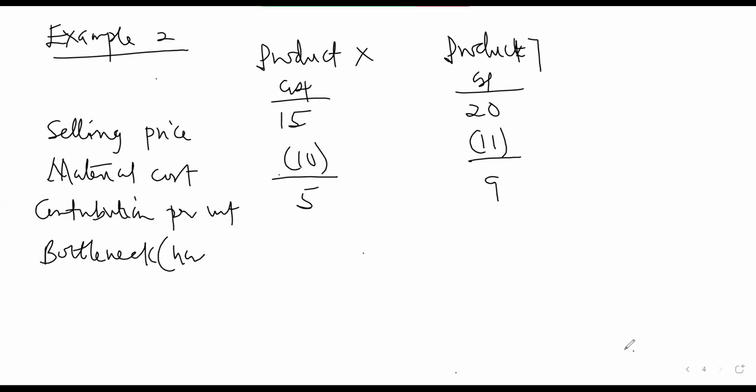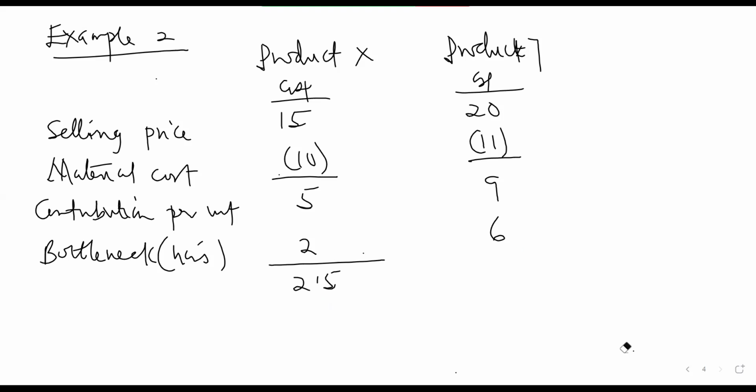Bottleneck in terms of hours. Then you put a 2 here. This will be 6. We are getting a contribution of 5 cedi per unit, and every unit we are using 2 hours. So what will be the contribution per hour for X? That will be 2.5. Then we come to Y. Y will give us what? 1.5.